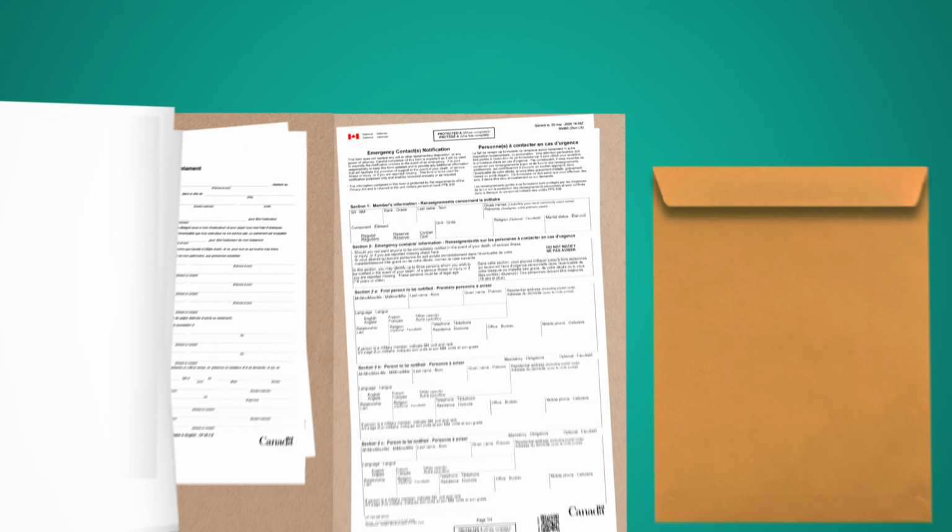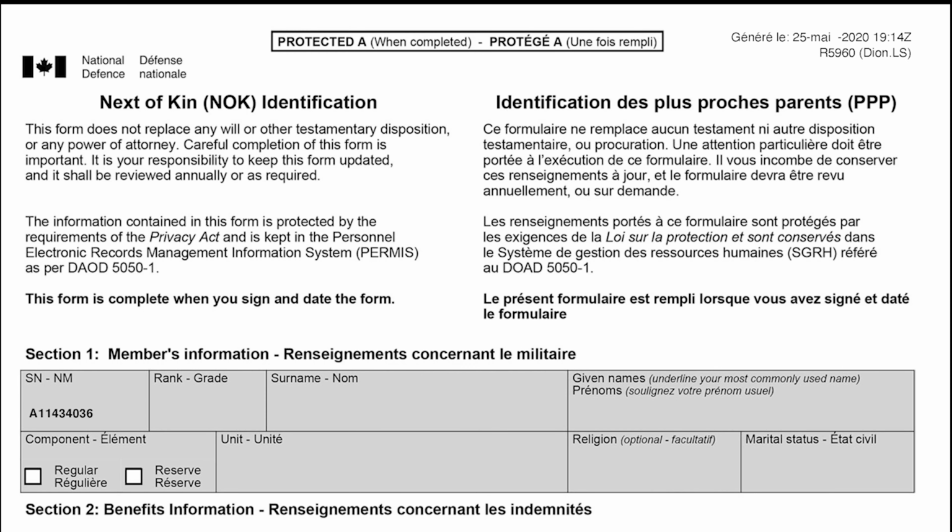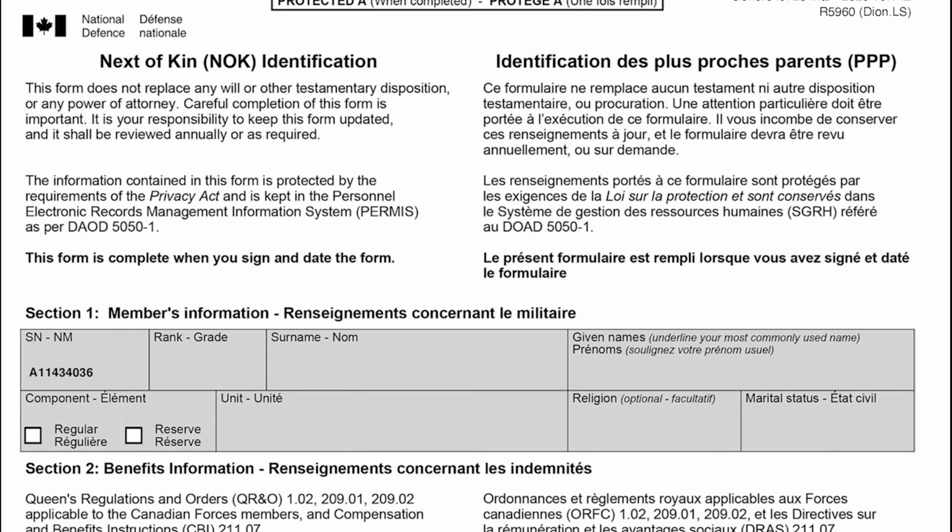Now, let's look at the CF 2587 Next of Kin Identification Form. The purpose of this document is to list the people you consider to be your closest relatives, who you believe are part of your immediate family, or who are close to you. It is important to list the people who should be at your bedside if you were away and seriously injured. They must be of legal age. You can change the name of these people at any time during your career.